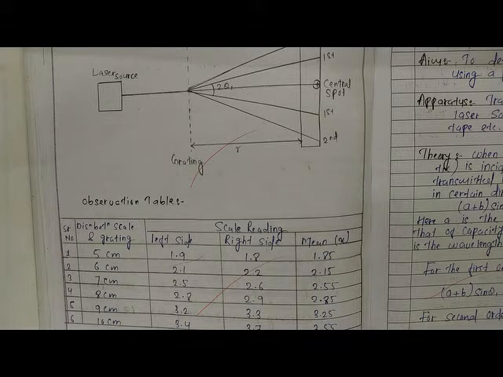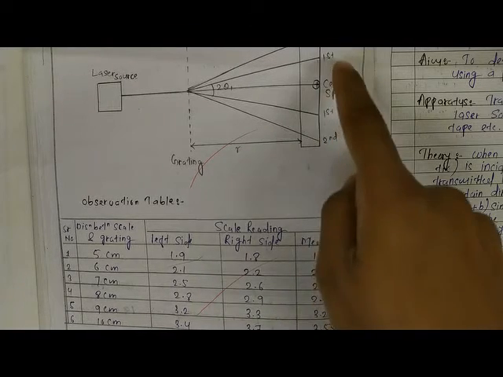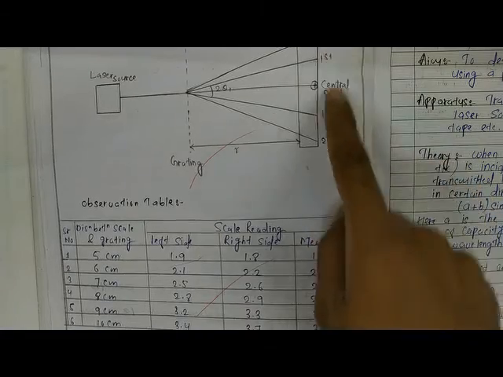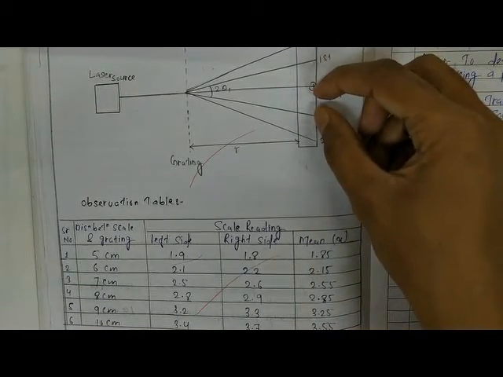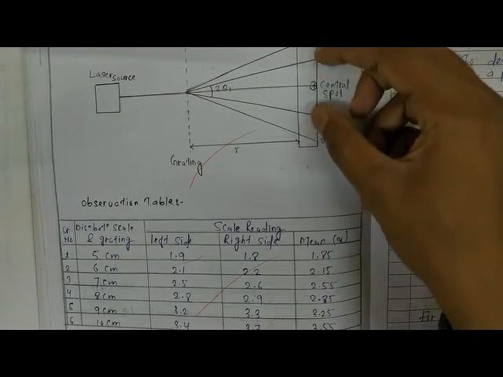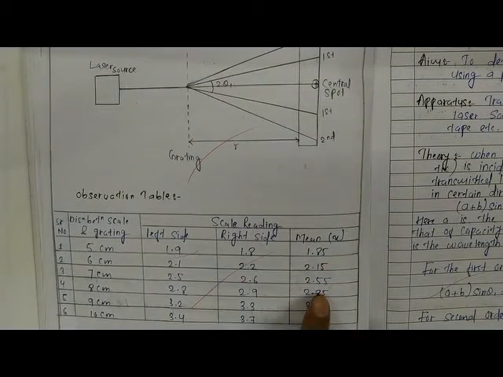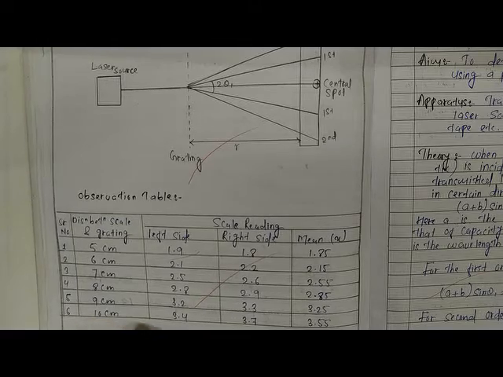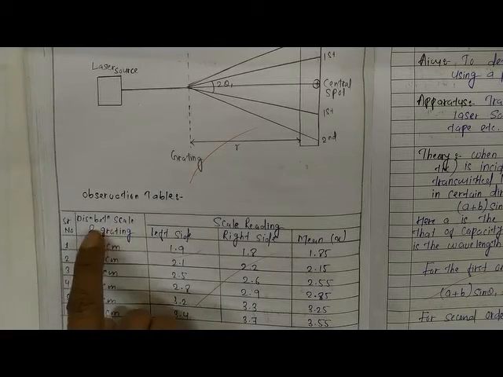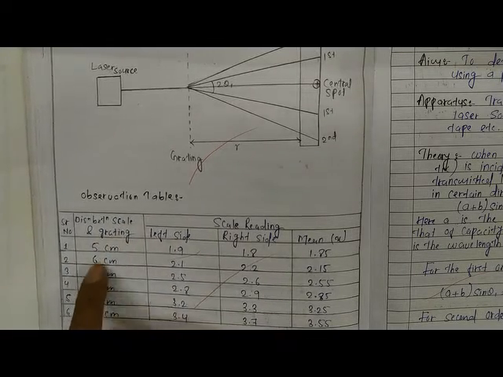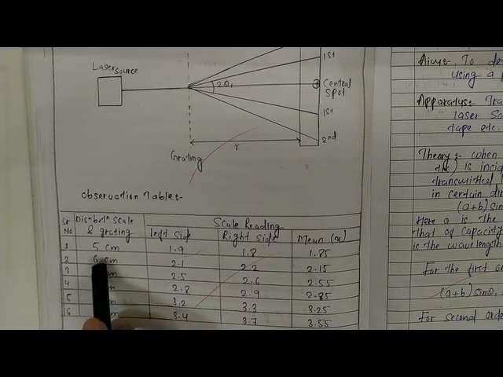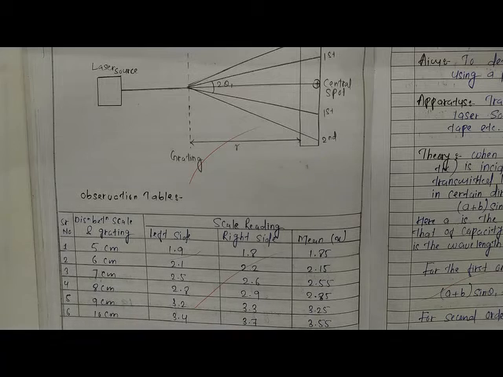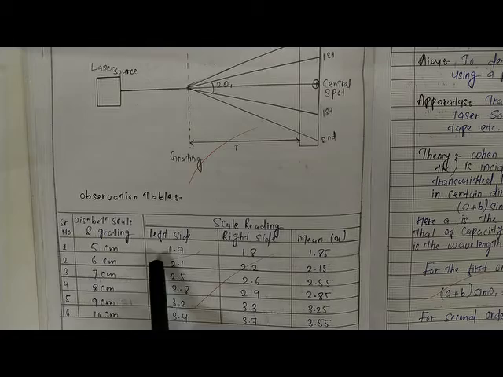As we know, this is the first order, this is the second order, and this is the central spot. So we have to take both the distances. This we can call x1, x2, and their mean we can call x. This is how we have taken 6 different readings. We have changed the distance between the scale and grating in this order. First we kept it at 5 centimeter, then 6, 7. That means we have increased the distance by 1 centimeter every time.